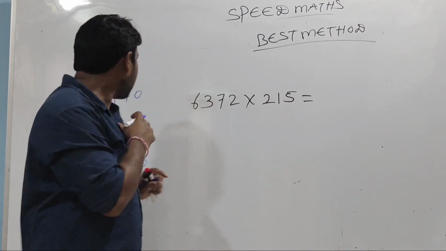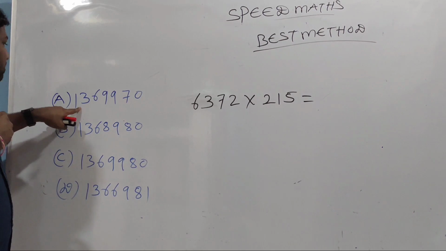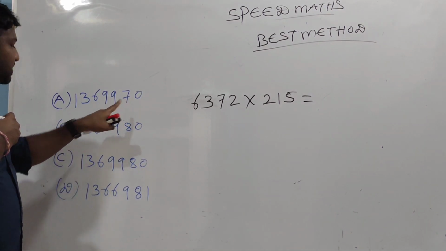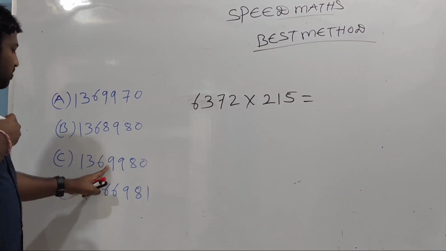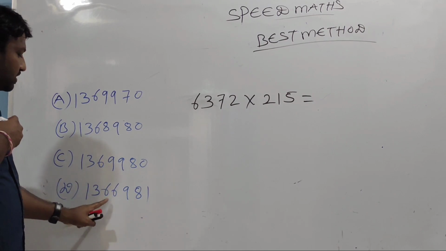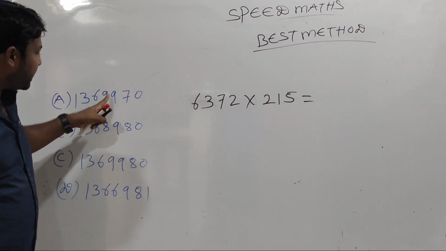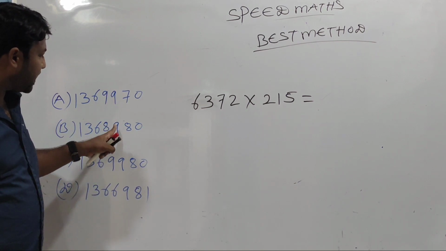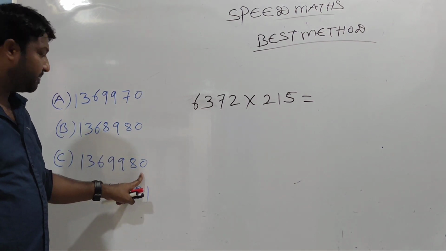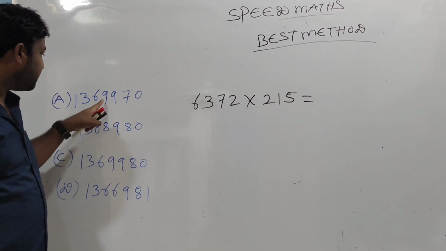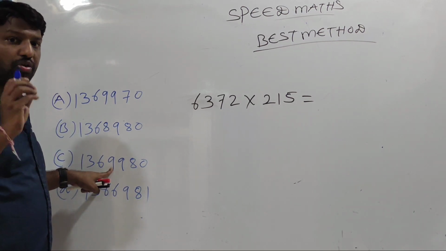You have to solve this, and these are the options. Let us say I have taken the options also: 1369970, 1368980, 1369980, 1366981. By looking at the options, I can find up to 3 digits. See here, 980, 980, 3 digits are same. Next to the 4th digit, here 8 is there, here 9 is there. So the 4th digit is different.